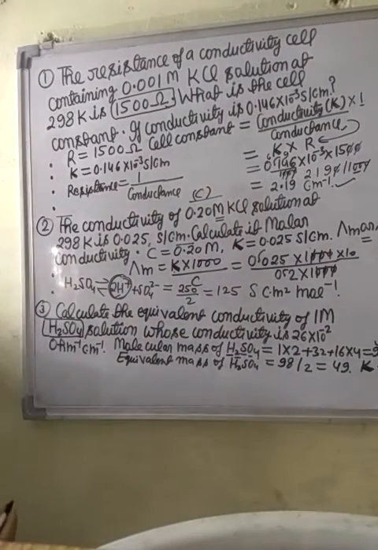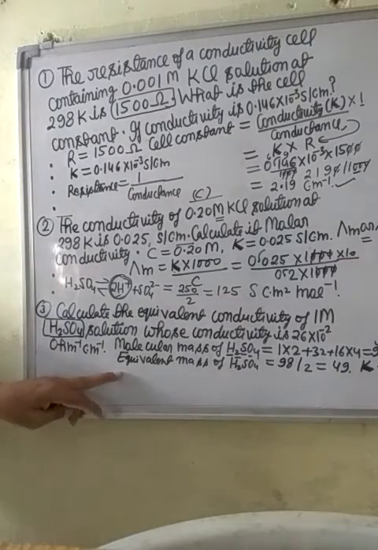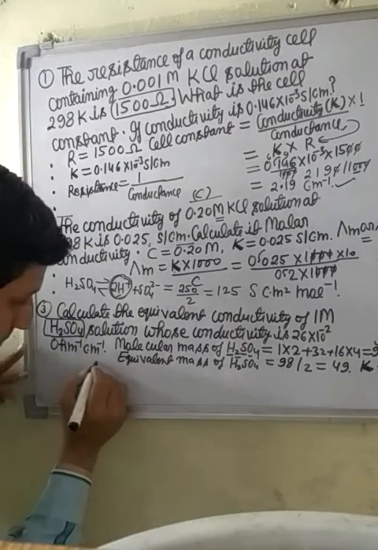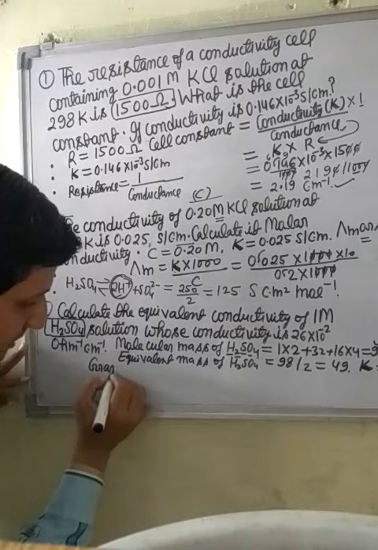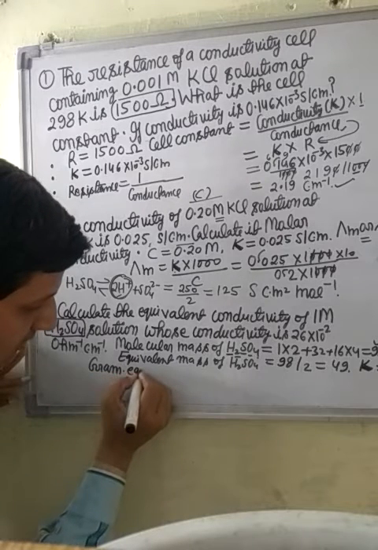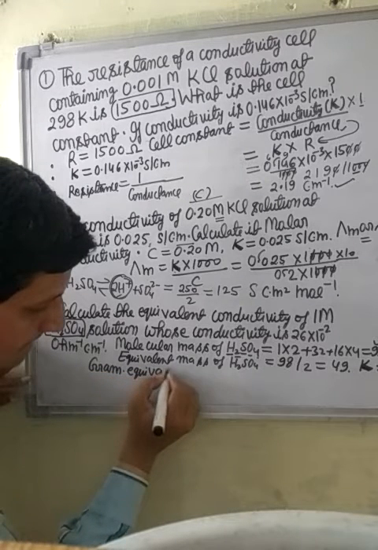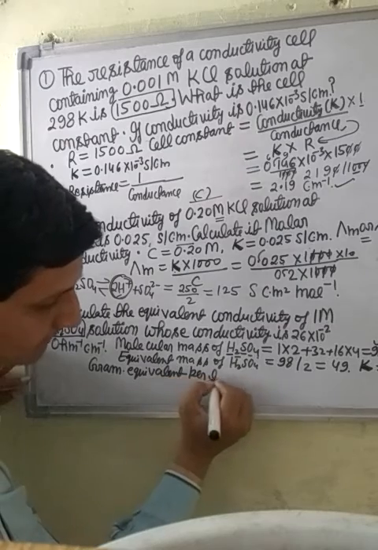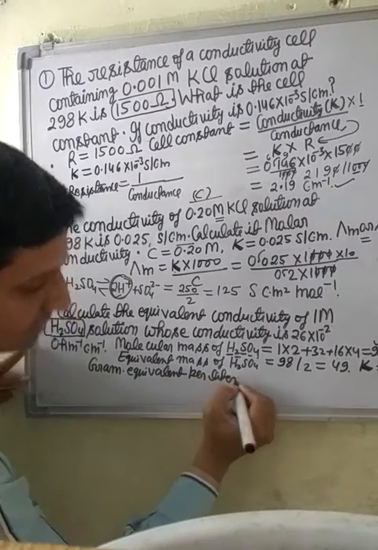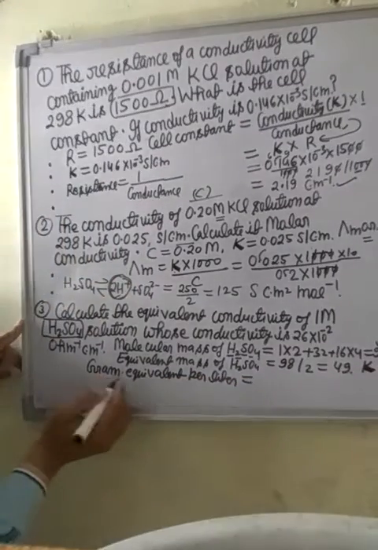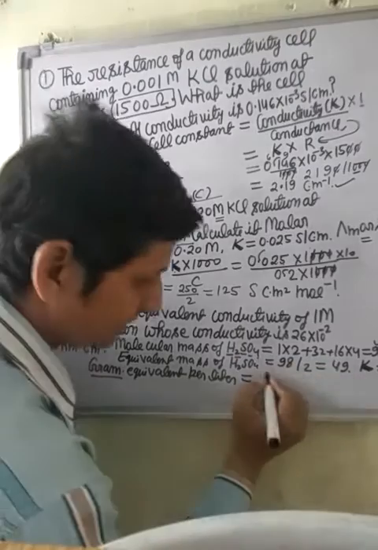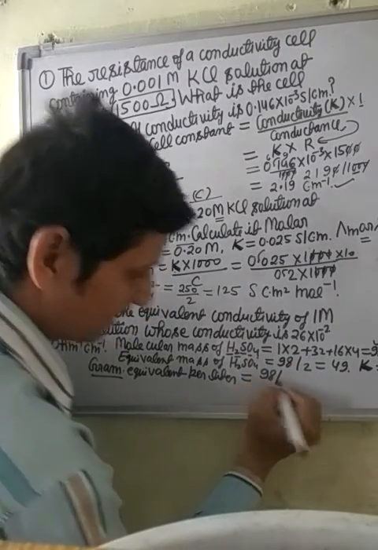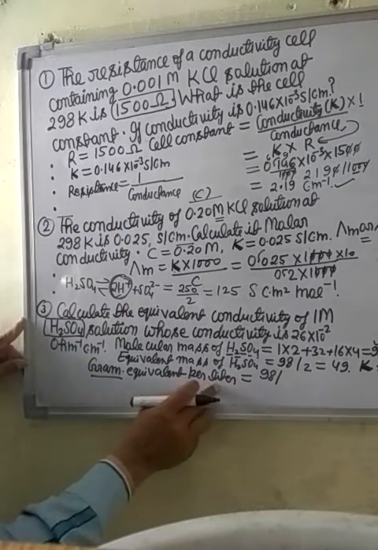So student, first we have to find out in this question gram equivalent per liter. Gram equivalent. Gram means mass. So we have to write here molecular mass. After this, equivalent per liter.